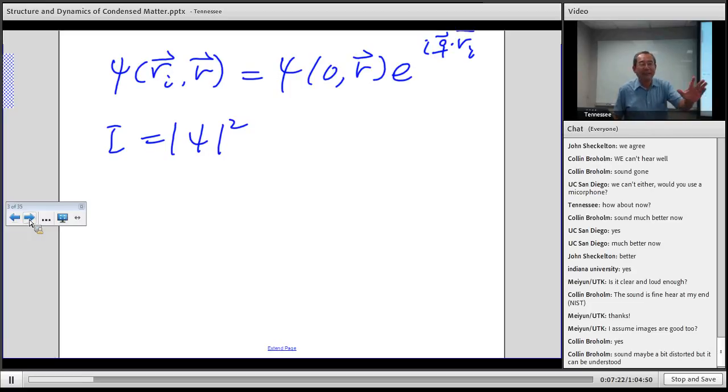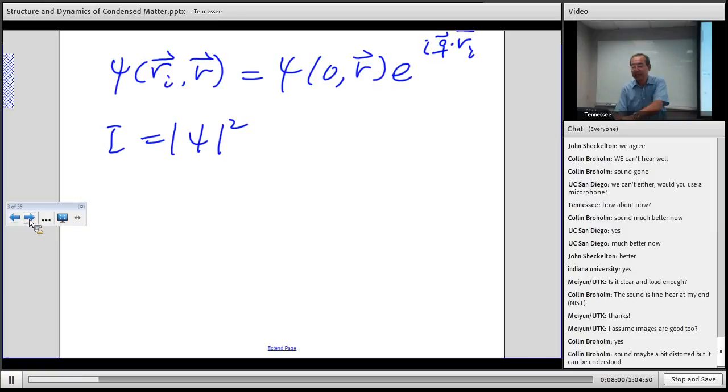So homework number one is that the choice of origin is irrelevant for the neutron intensity. If you calculate I, where you choose the origin becomes irrelevant. That's homework number one: show that the diffraction intensity is independent of the choice of the origin. You can choose anywhere as an origin.